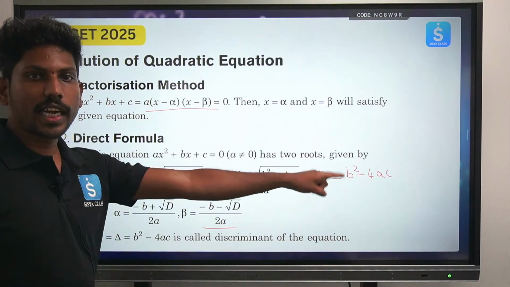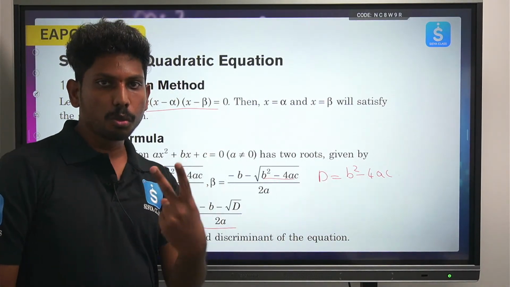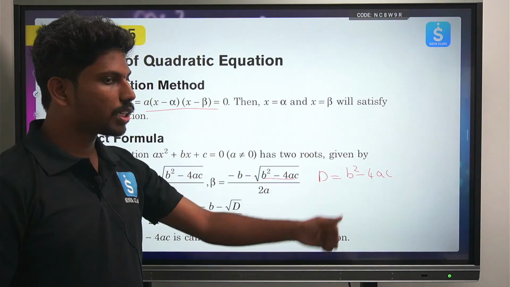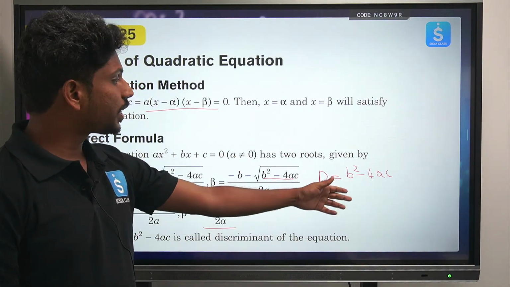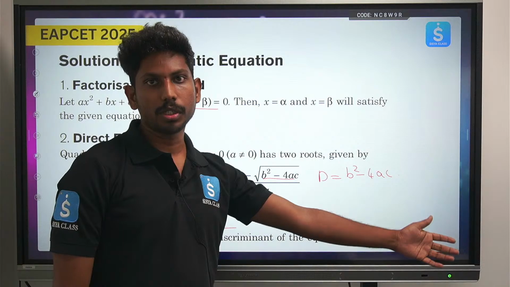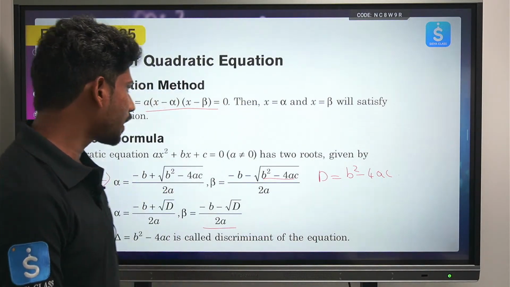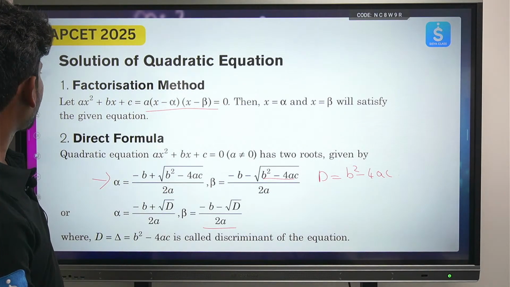Now if this is greater than 0, you already know that we have two distinct roots. If it is equal to 0, we have only one root, that is two equal roots, and if it is less than 0, then we have imaginary roots. That is what the complex numbers are, right? So let's have a discussion on these.